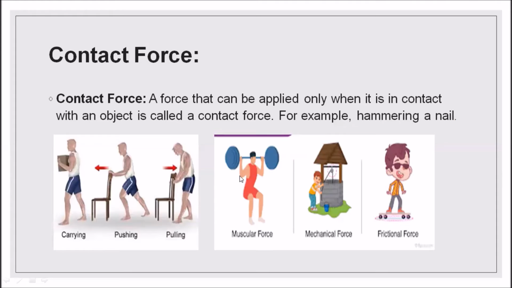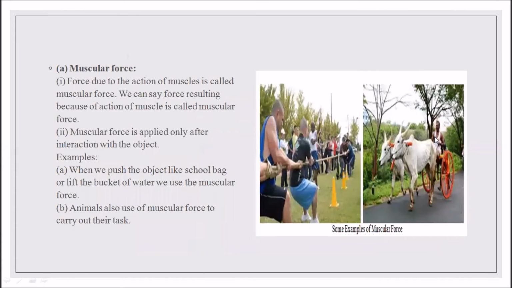In muscular force, your hands are in contact with these dumbbells. In mechanical force, this pulley is in contact with the rope. In friction force, your rollers are in contact with the ground. So these types of force apply when the two objects are in contact with each other. For example, hammering a nail. When we are hammering a nail into wood or on a wall, our hammer is in contact with the nail. So this is called contact force.